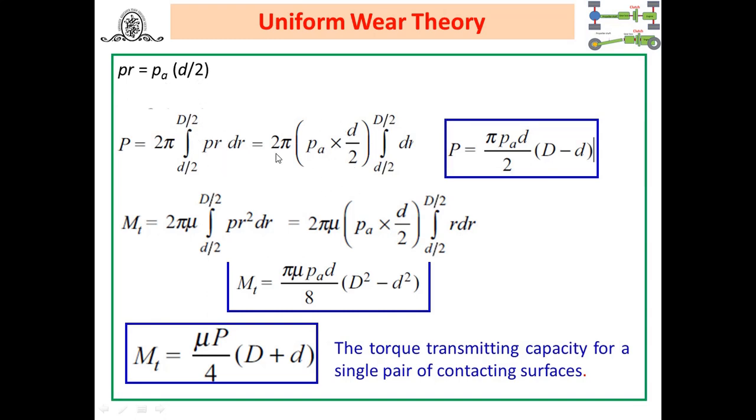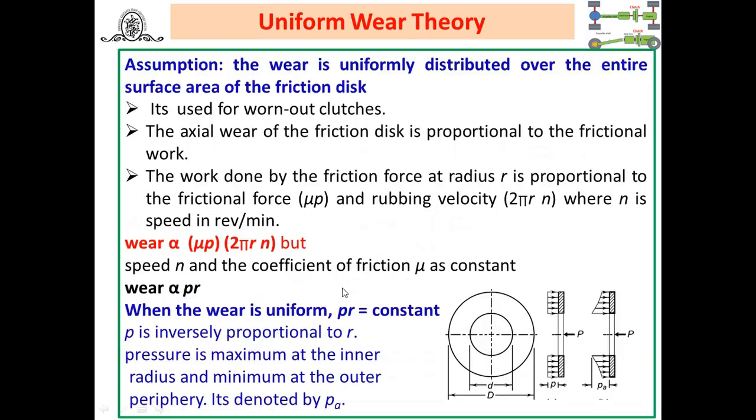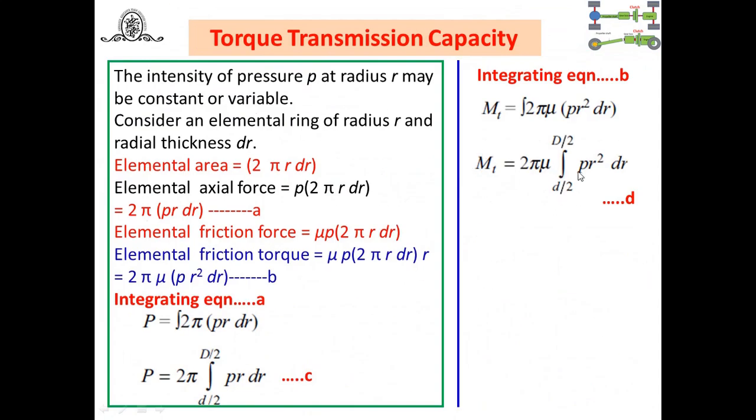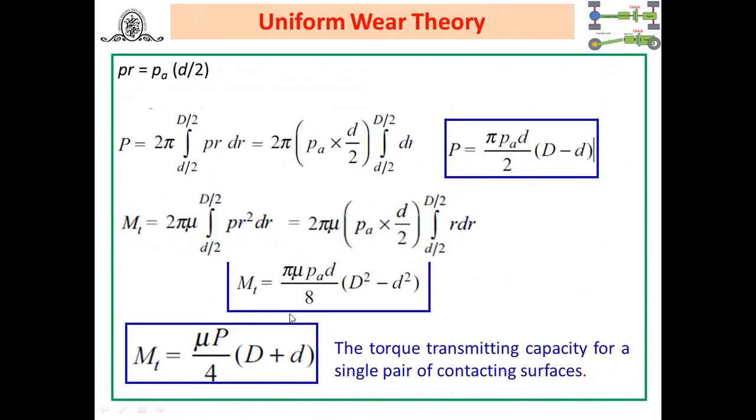Again, pa and d by 2 you take out, so only dr remains inside. You can take the integration and solve it using these limits. You will get W is equal to pi by 2 pa d into capital D minus d. Then we use another equation, equation d. Where is equation d on the earlier slide? Mt is the elemental frictional torque. This equation we have to use to find the torque transmission capacity by using uniform wear theory.